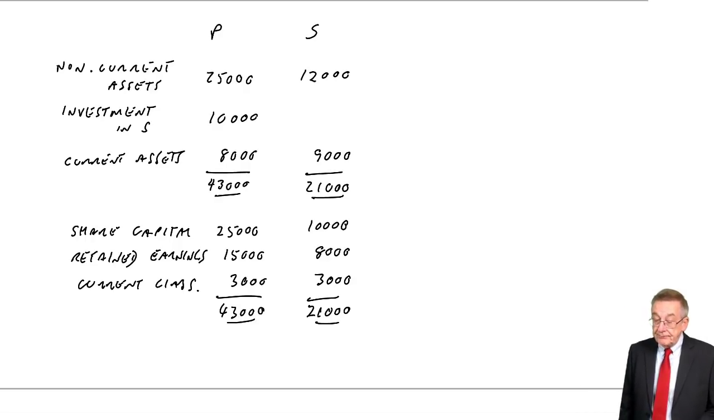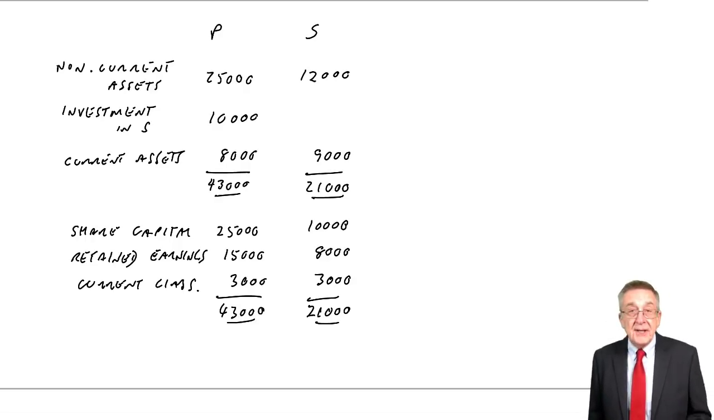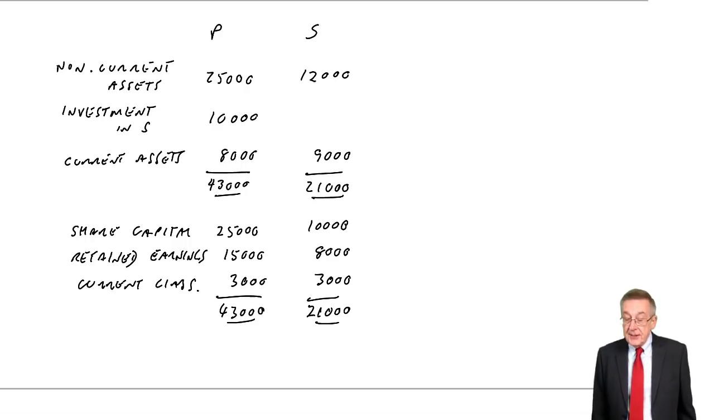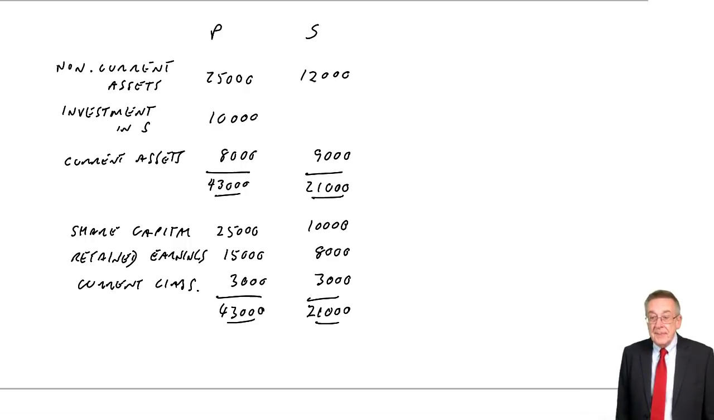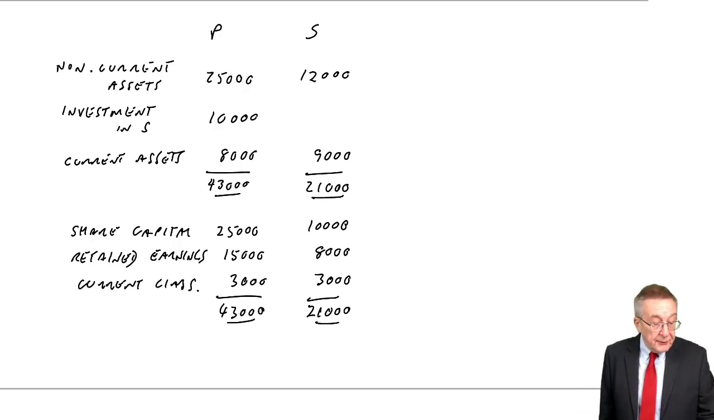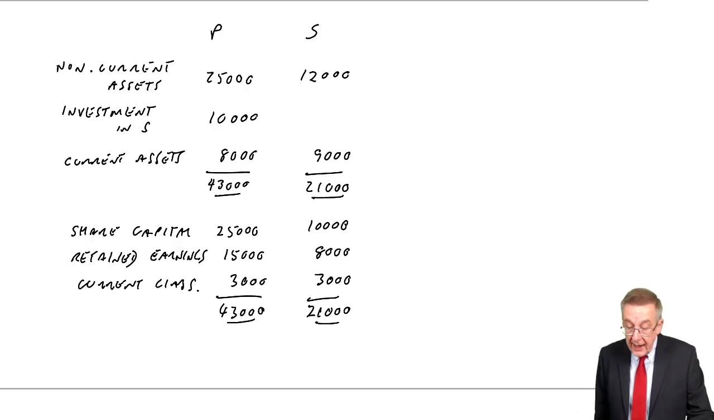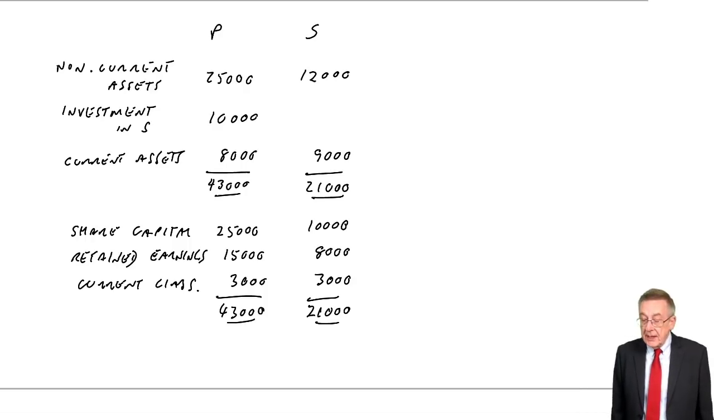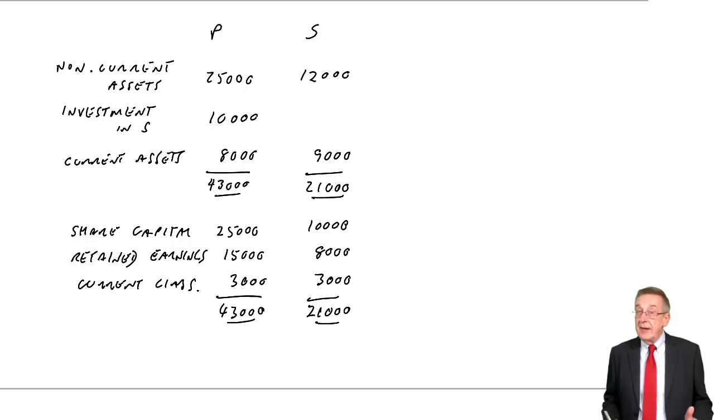Separately, S, and I keep stressing that this is a separate company, has non-current assets of 12, current assets of 9. The share capital of S is 10,000. Retained earnings: remember they were formed in 2008, but we're now in December 2010. So they've been earning money, they've got retained earnings of 8,000 and current liabilities of 3,000. So two perfectly normal statements of financial position.